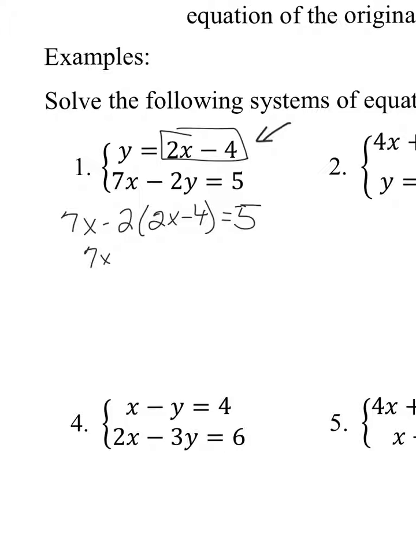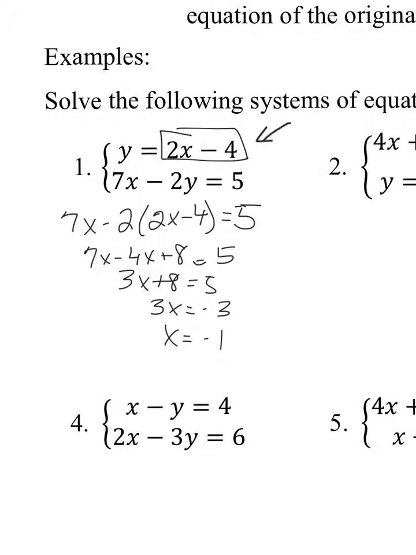So 7x minus 4x plus 8 equals 5. Combine like terms: 3x plus 8 equals 5. Subtract 8 from both sides, so you get 3x equals negative 3, and then divide by 3, so x will equal negative 1. Take your value for x, and now you need to find the corresponding y value.